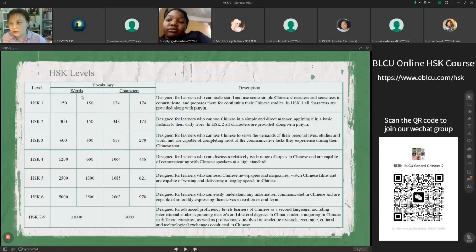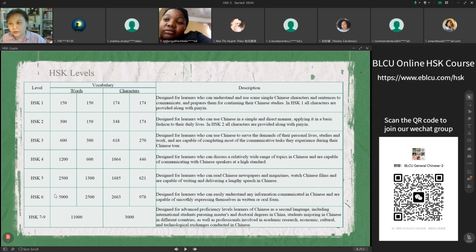So here goes the requirements from HSK 1 to HSK 7 to 9. For HSK 1 to 6, each HSK has one test paper. And for HSK 7 to 9, they will use one test paper for the whole 3 levels. Depending on your final score, they will give you 7, 8, or 9.